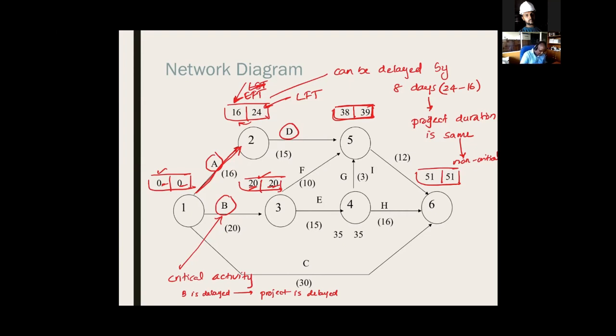Activity B, activity E, activity H, those activities cannot be delayed. Those are critical activities. In other words, there's no float for those activities. Try to understand the meaning of float. Activity A, there is a float. Activity B, there is no float. Activity E, there's no float. Activity H, there's no float. No float activities are critical activities.